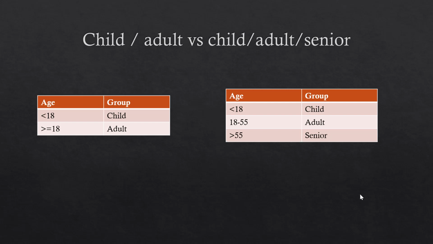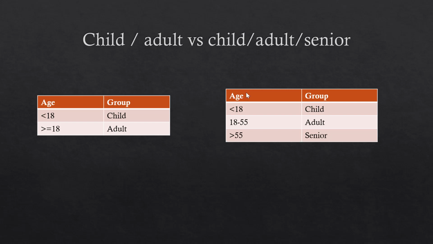So let's say we have a bus system here, and we start by assuming that we have only two groups. Either you are a child or you are an adult. So if the age is less than 18, you will be considered a child, so you'll be paying for a child ticket. And if you are 18 and over, you'll be paying for an adult ticket. So in this case, we'll just be using an if-else statement because we have two categories only. You are either a child or an adult.